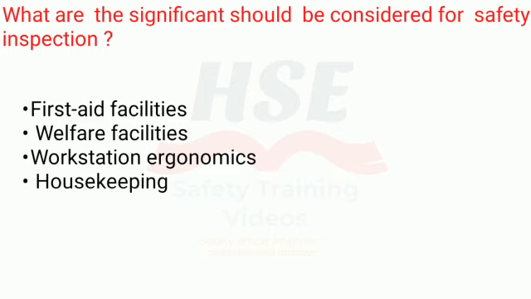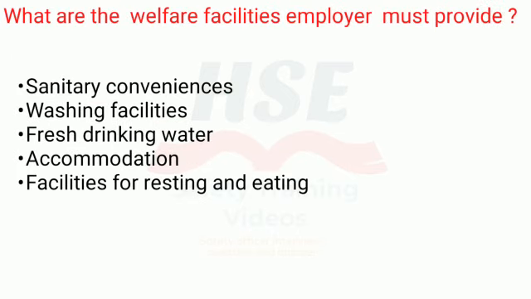Workstation ergonomics. Housekeeping. What are the welfare facilities an employer must provide? Sanitary conveniences. Washing facilities. Fresh drinking water. Accommodation. Facilities for resting and eating.